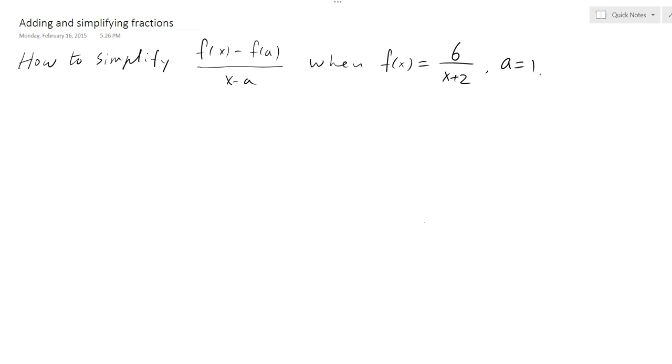Let's try another example, just slightly different. Now we have value a is 1. So let's again set up the ratio with this specific function f of x and value a equal to 1. So f of x minus f of 1 over x minus 1. That's what you have.